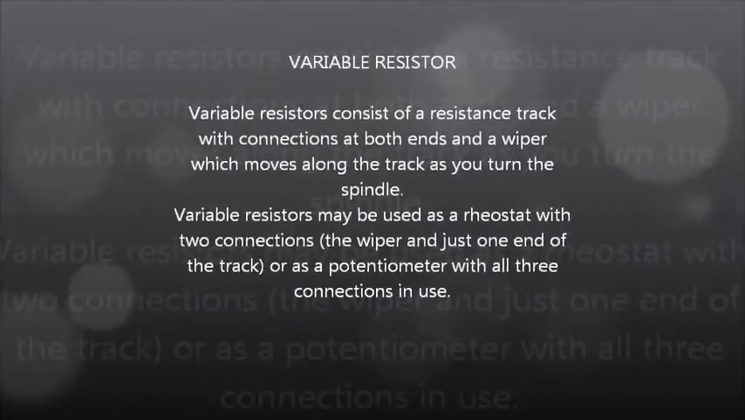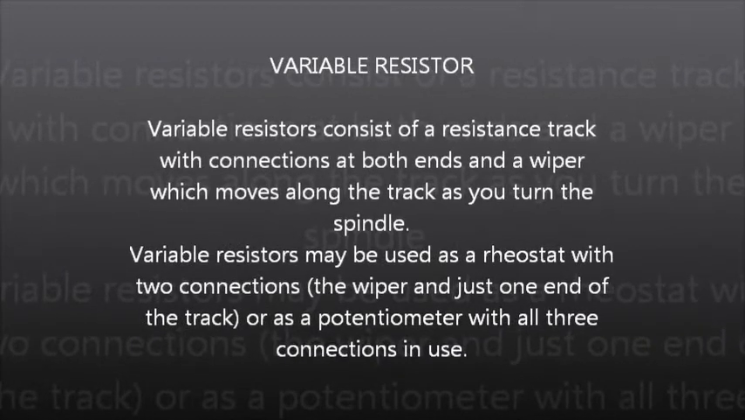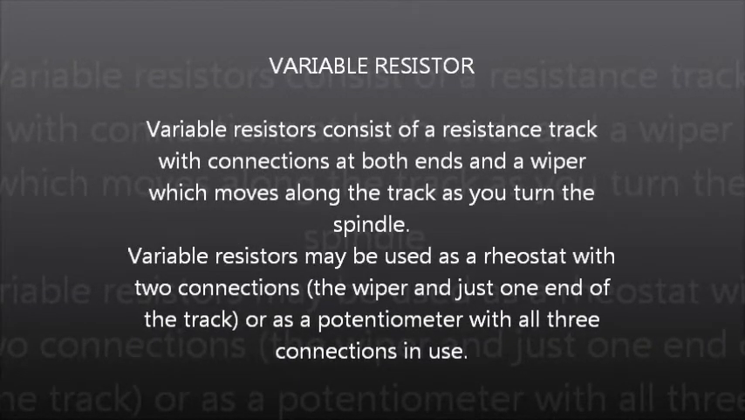Now, variable resistor. A variable resistor consists of a resistive track with connection at both ends and a wiper which moves along the track as you turn the spindle. The track may be made from carbon, ceramic, or a coil of wire. The track is usually rotary, but the straight track version, usually called sliders, are also available. Variable resistors may be used as a rheostat with two connections, or as a potentiometer with all three connections in use.